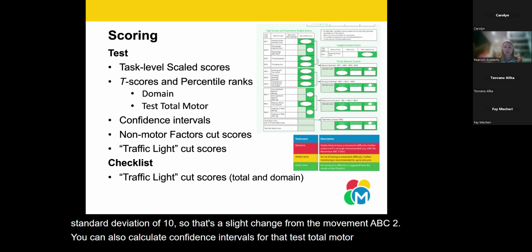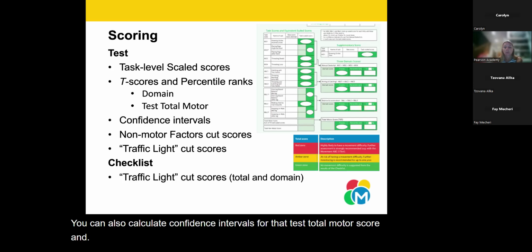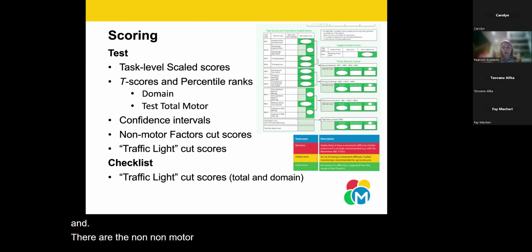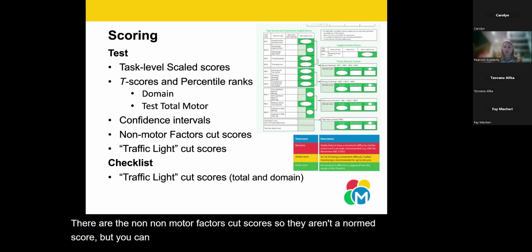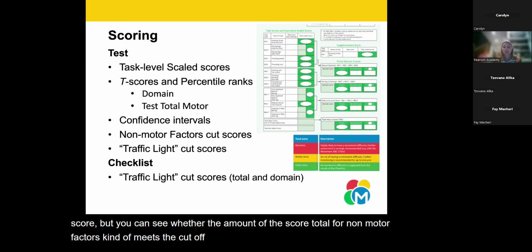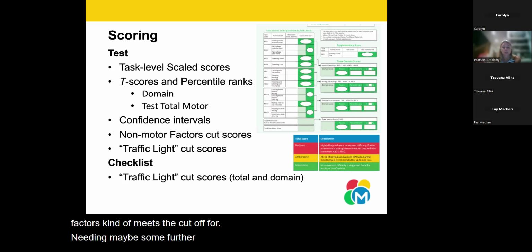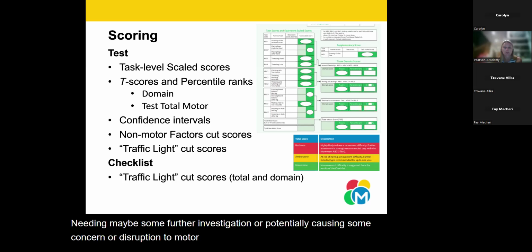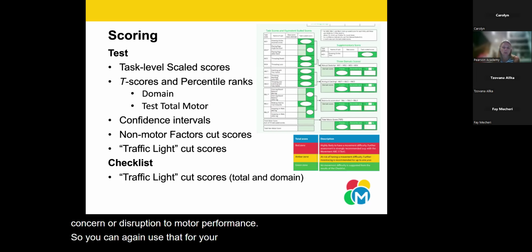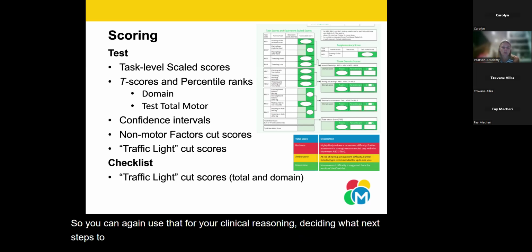And there are the non-motor factors cut scores. So they aren't a normed score, but you can see whether the total score for non-motor factors meets the cutoff for needing maybe some further investigation or potentially causing some concern or disruption to motor performance. So you can, again, use that for your clinical reasoning, deciding what next steps to take around non-motor factors.